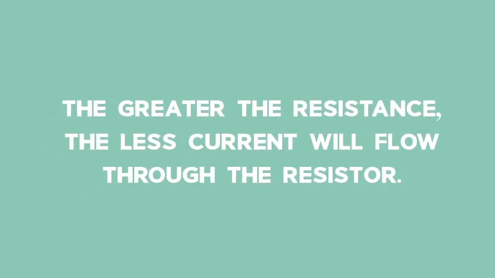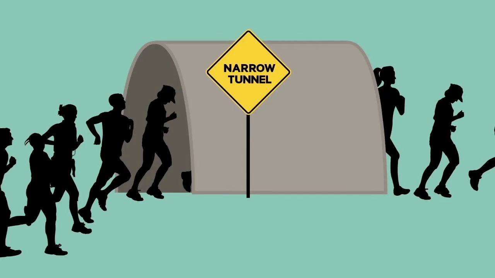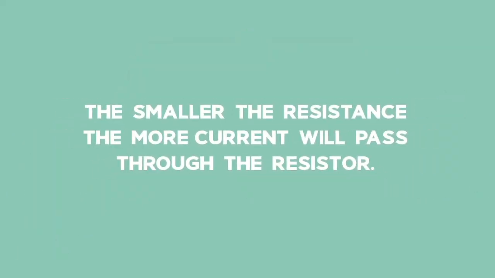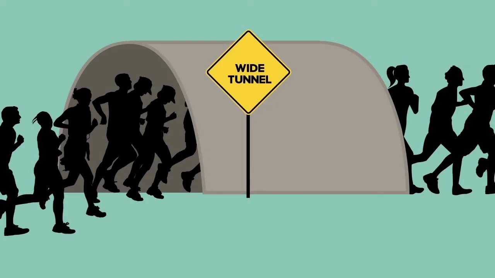The greater the resistance, the less current will flow through the resistor. To picture this, think of runners running a race. There is a tunnel through which they need to pass in order to get to the finish line. Only a small number of runners can pass through at a time. The smaller the resistance, the more current will pass through the resistor. So, if we have the same number of runners and a bigger entrance to the tunnel, more runners can pass through at the same time to get to the finish line on the other side.